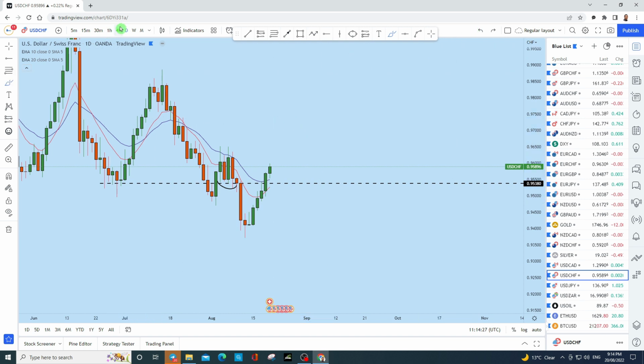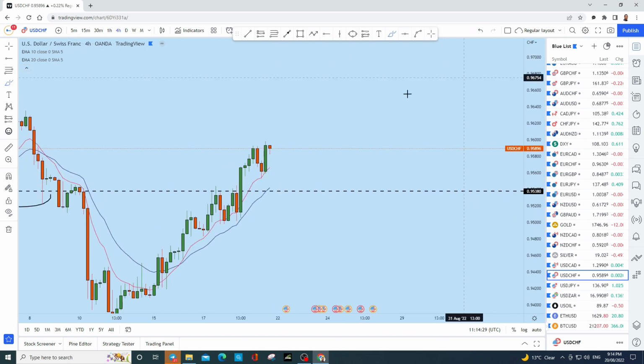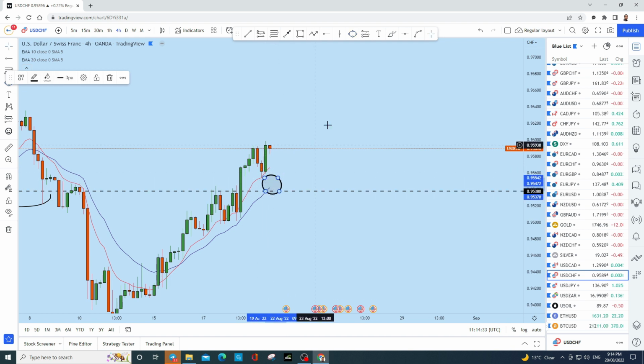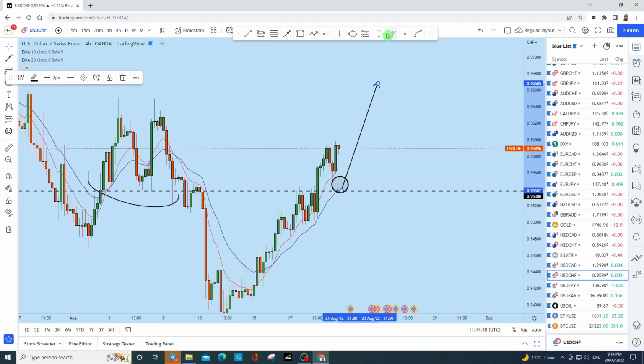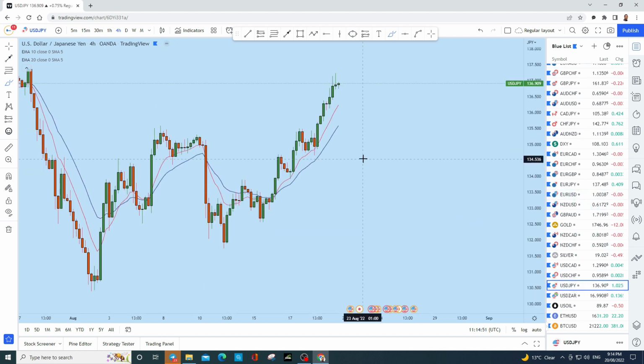On the 4-hour time frame, this is what I will be waiting for: a potential bullish price action in this zone. Probably a test of this 20-period moving average will give us a nice looking bullish setup on USDCHF, on the test of this previous resistance and support. If this is the case, then we'll be considering going long on USDCHF with our students with a high risk to reward ratio.